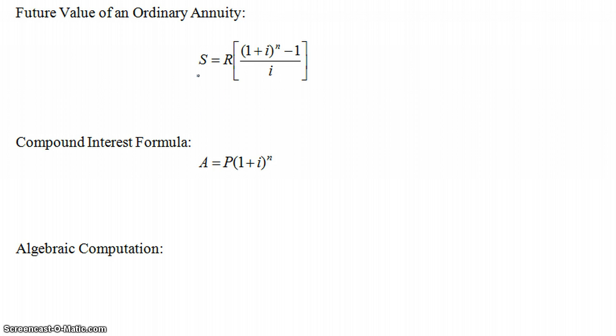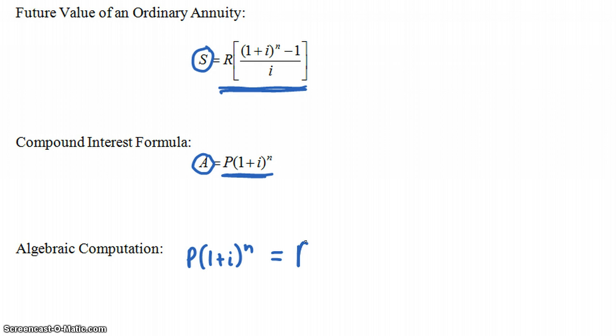Okay, so notice that the S represents the future value, and also the A represents the future value when we're talking about the compound interest formula. We're not dealing with annuities. So the S and A are really the same thing. So what we can do is set this P times (1 plus I) to the N equal to this right-hand side over here, since they're both equal to the future value.